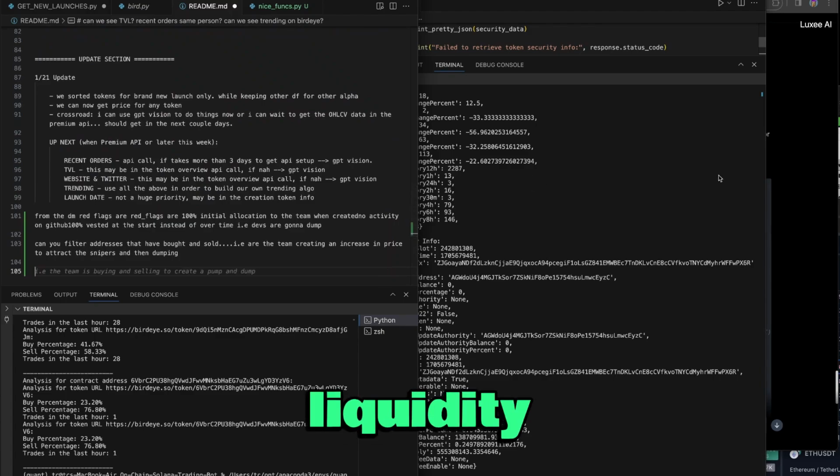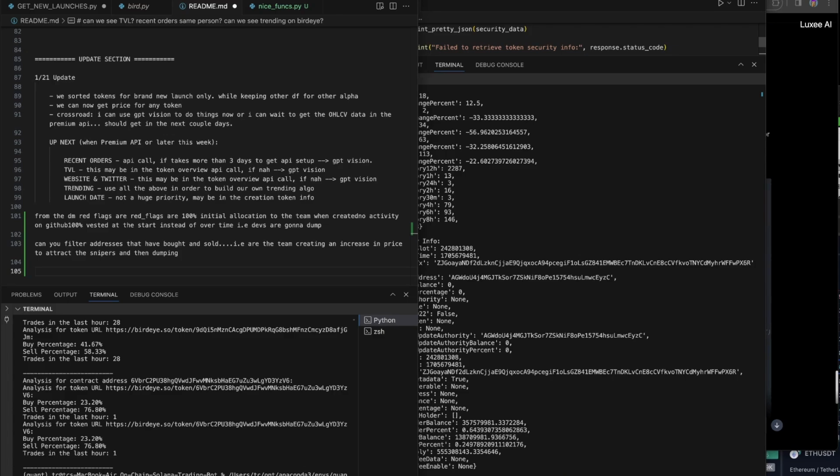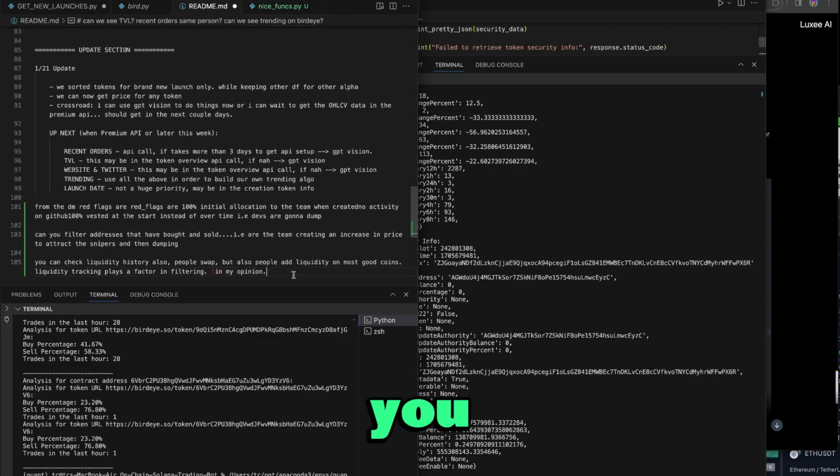You can check liquidity history also. People swap, but also people add liquidity on most good coins. That's a really good point, Jerk. Thank you. You guys are fire. I know that we can do that too. It said we can look at the liquidity, like when are people adding, when are people removing it?